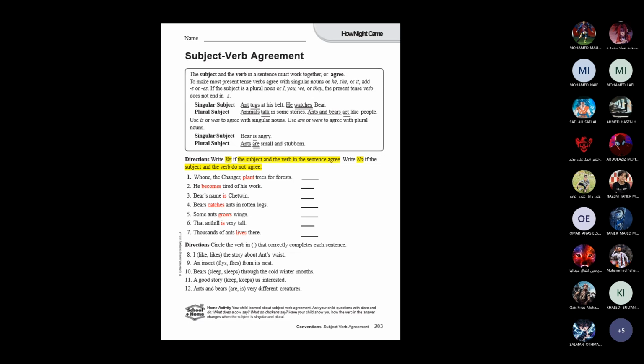Okay, very good, Khalid Sultan. Okay, very good, يا طلال. What about the second part of the question, يا محمد لافي? You have the second question, directions, solve it. Abdullah Mishar, okay, very good, Abdullah. Solve the second question, guys.